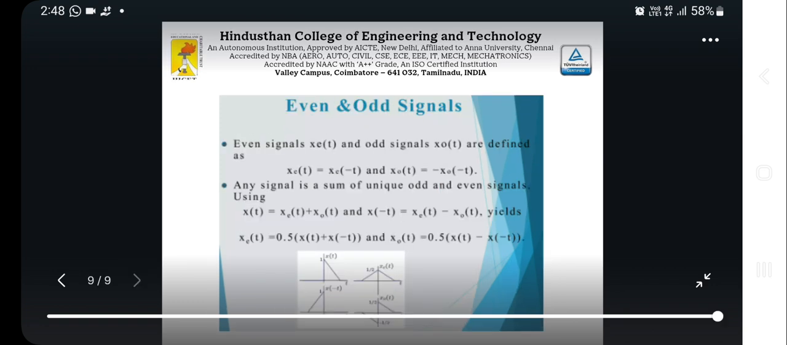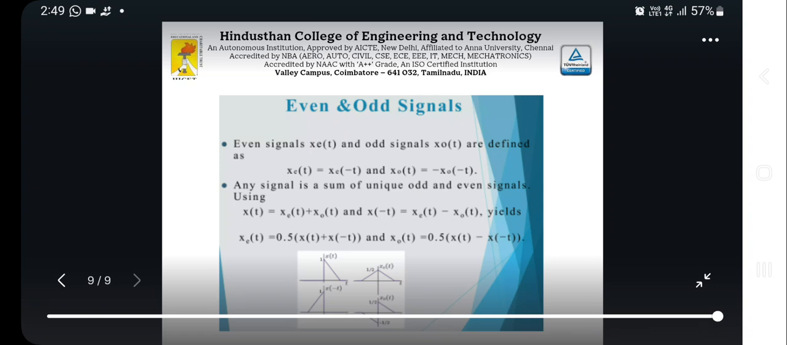Next one is even and odd signal. An even signal means whenever we give an input value multiplied by a negative sign, we get the same signal, that is the positive value signal. For example, xe of t is equal to xe of minus t, and for the odd signal, x naught of t is equal to minus x naught of minus t.